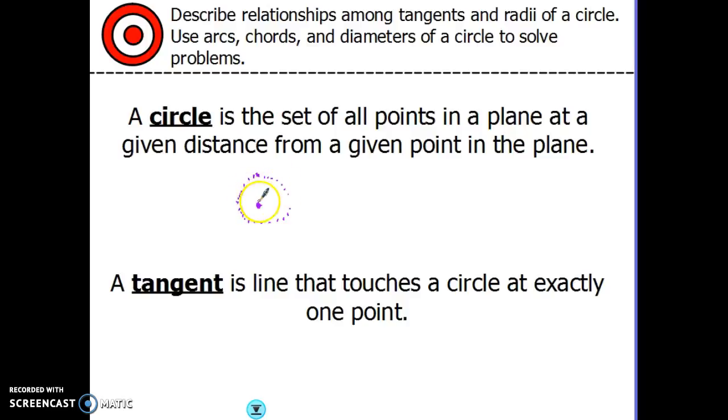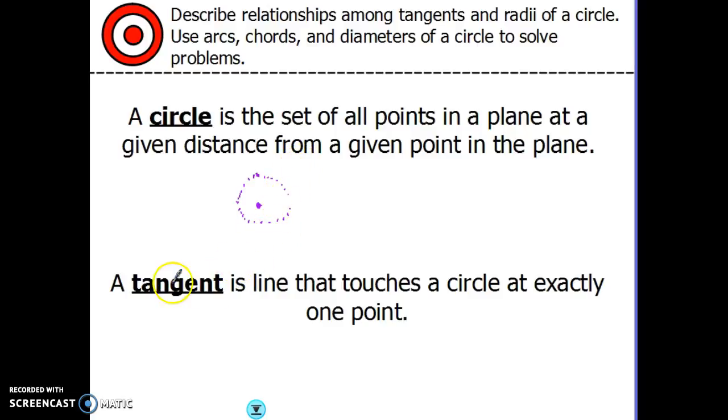So an interesting thing about the definition of a circle: it's actually not the space inside of it. The circle is simply the line out here, all the points that are equidistant from the center. If you were to fill in the center of a circle, that's actually called a disk in geometry. So file away that fun fact.